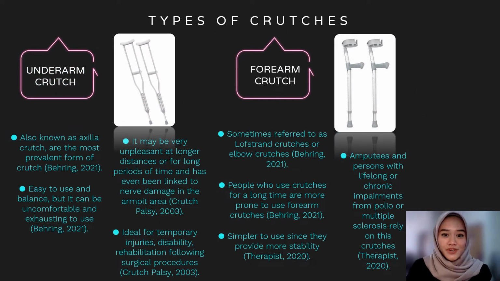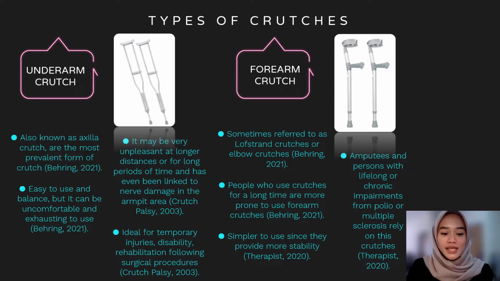Moving on to the types of crutches. There are 2 primary types of crutches, which are underarm crutches and forearm crutches. There are different types of crutches because the right crutches for a patient will depend on the patient's condition, the doctor's recommendations, and the patient's upper body strength.